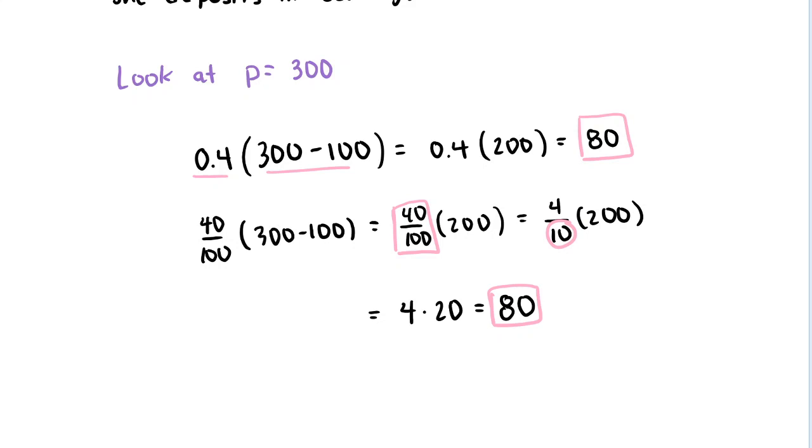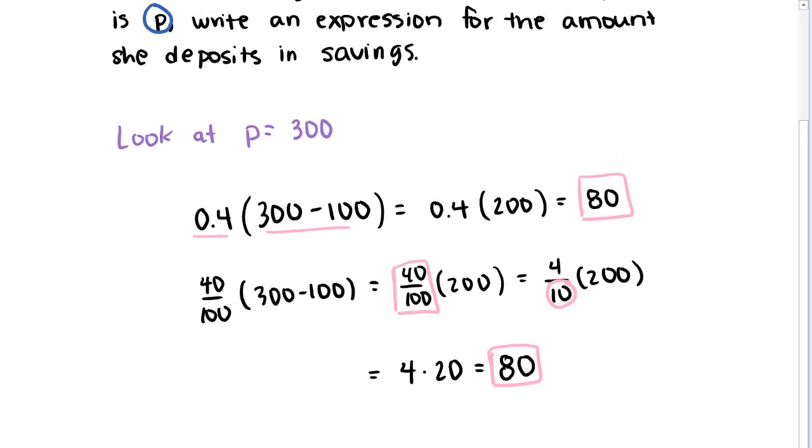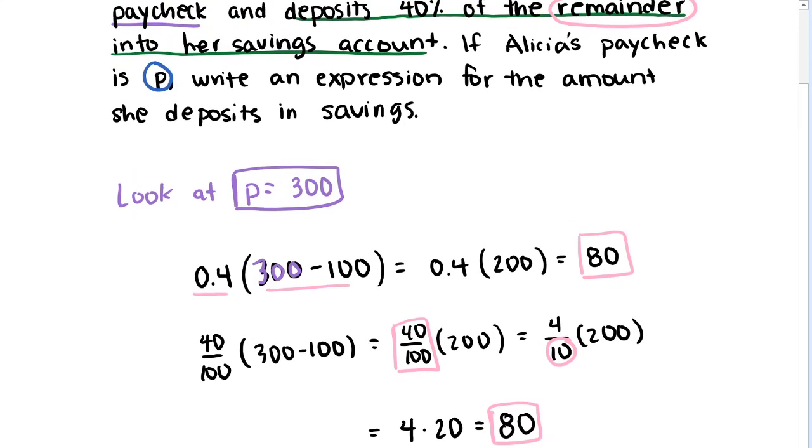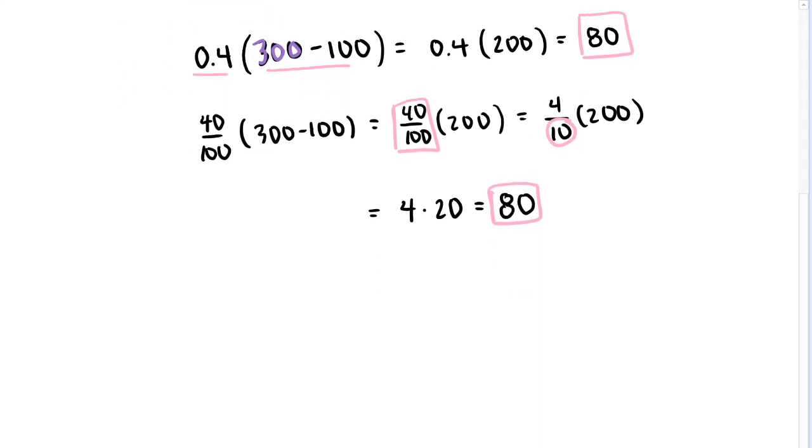Okay, so that's checking one example, and hopefully you can see that in this example, this 300 was the value of p that we're choosing just to have an explicit example. This 300 is really in place of that variable, that varying quantity p, the unknown value of her paycheck. And so in general, if I wanted to write an expression for the amount of money she deposits into her bank account, I would just replace that quantity 300 with our variable p. So here I'd write 0.4 times, in parentheses, p minus 100.